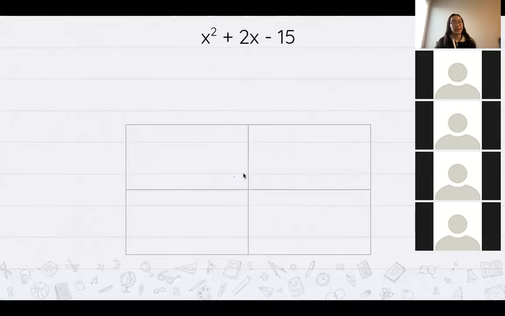So here's our example problem, x squared plus 2x minus 15. And you can see that this is already in standard form. You have ax squared plus bx plus c. And of course, a here is just a 1 that's not written. So x squared goes in the top left box.